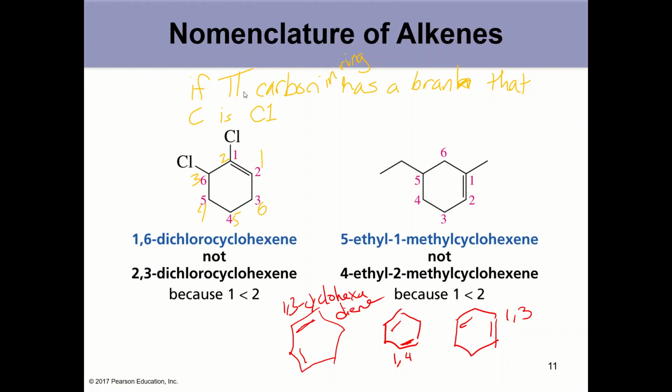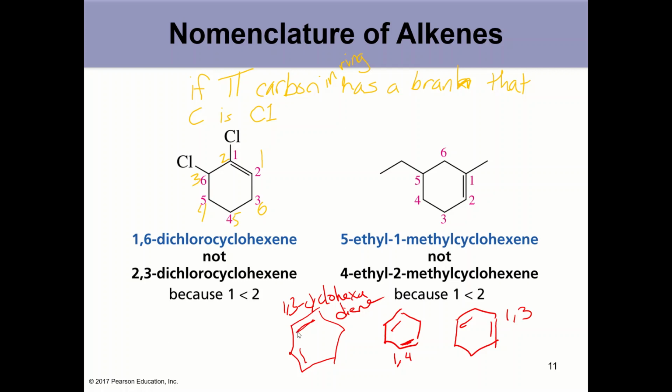So just reiterating, when we're talking about nomenclature of alkenes, some of the rules we have to follow. The pi carbons are always carbons 1 and carbon 2. We're always going to number so that if there is a substituent bonded at a pi carbon, that carbon will be carbon 1 of the pi bond, because that will give what we call the lowest possible numbering.